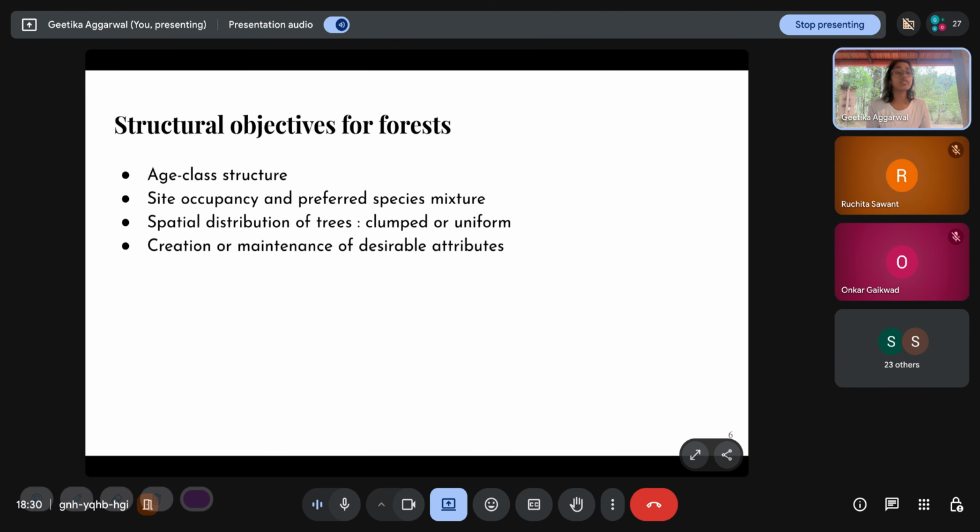So I could have some attributes, like I said, I could want a very biodiverse forest, or a lot of plants, a lot of animals, a lot of herbivores in the forest. So that could be kept in mind for maintaining the forest.